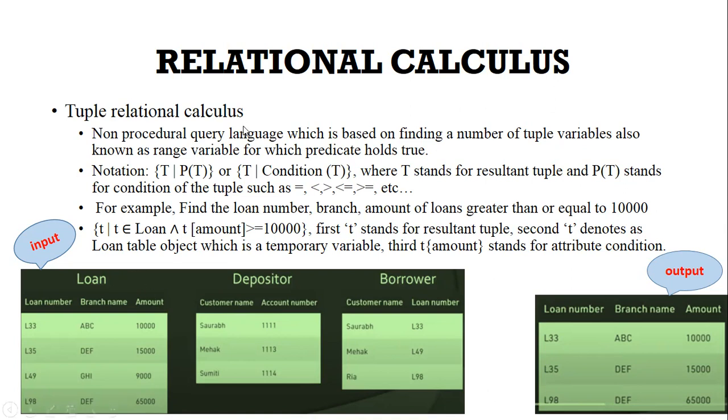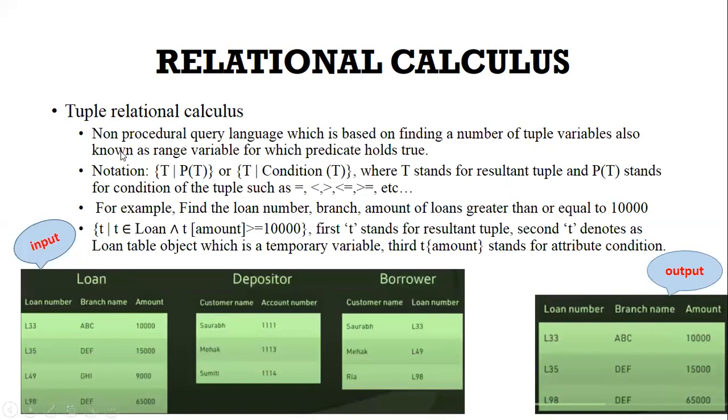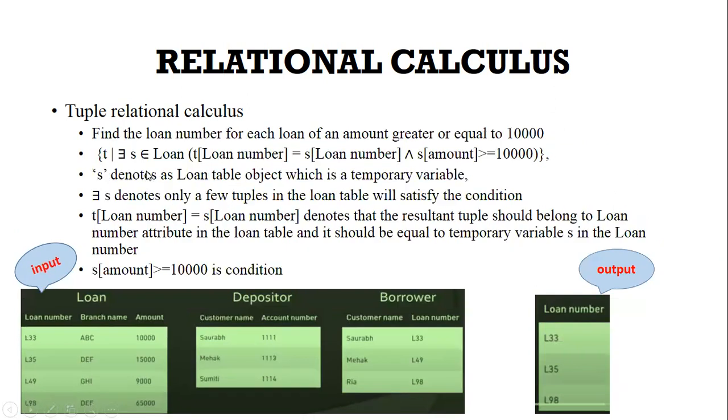For the next example, we are going to find the loan number alone for each loan of an amount greater than or equal to 10,000. For this, we are not going to use the universal quantifier. We are going to use only the existential quantifier here, because we need at least one. The universal quantifier is denoted by the inverted A, but here we use the existential quantifier, at least one.